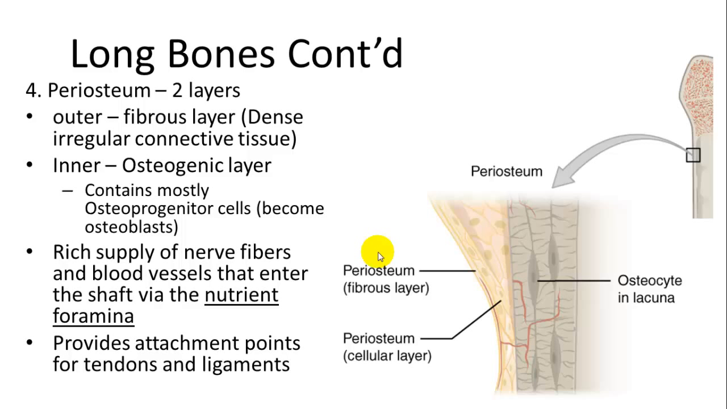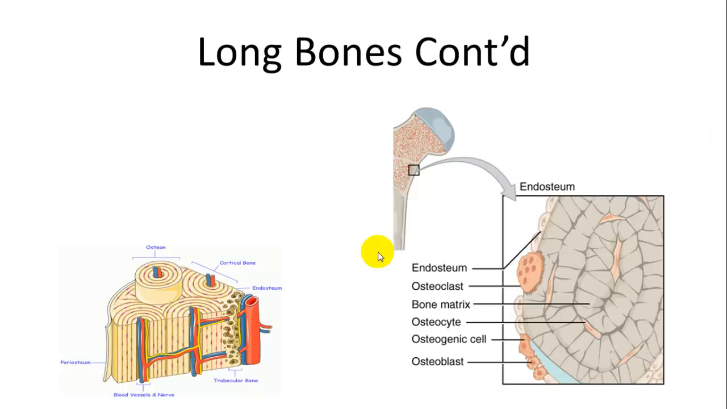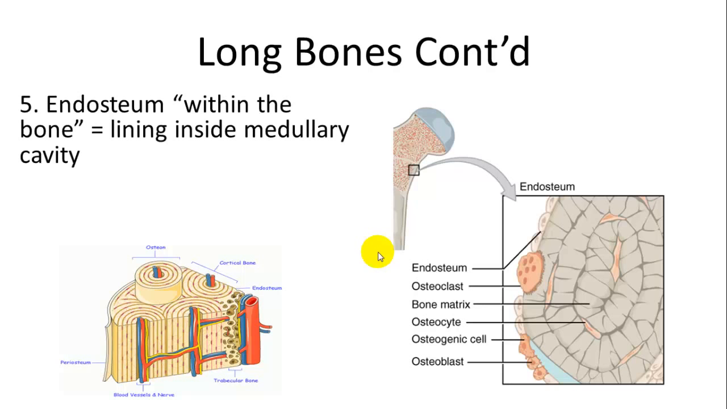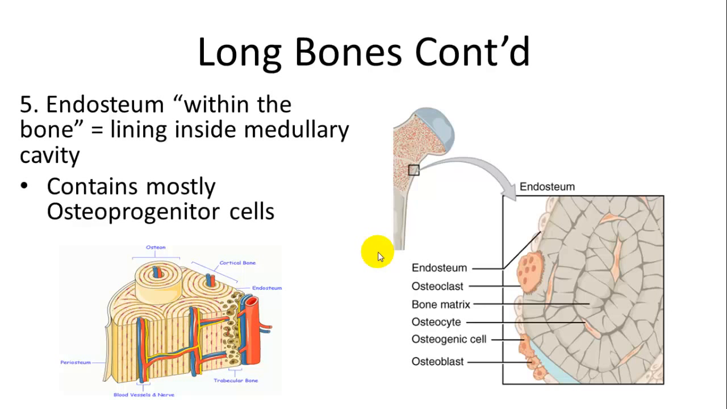The endosteum then is just inside of that, and also has mostly osteoprogenitor cells, which are stem cells, right? Osteogenic cells. And that lies on the inside of the medullary cavity. All right, so those are the different sections of the different types of bones.